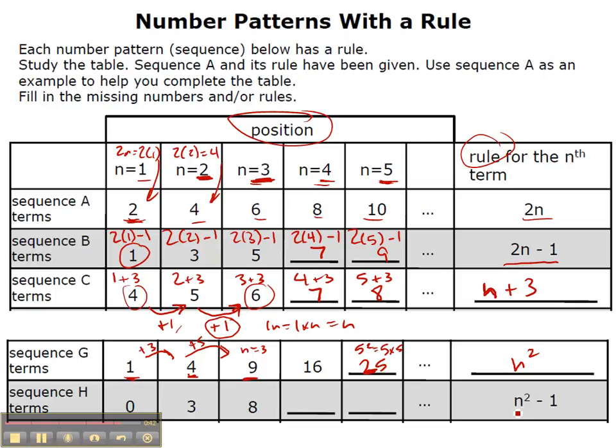On h, they've given you the rule. It's the same as the last rule, but we subtract 1. So n squared minus 1. So when n is 4, 4 squared is 4 times 4, which is 16, minus 1 is 15. When n is 5, 5 squared minus 1 would be 25, minus 1, or 24.